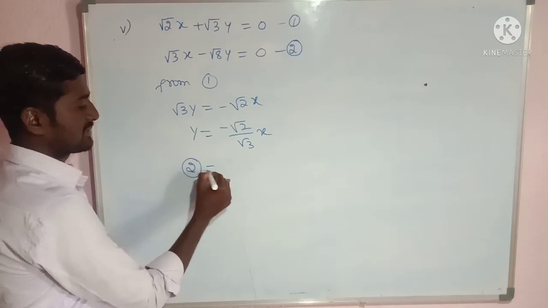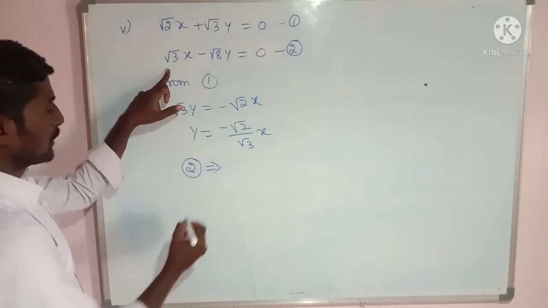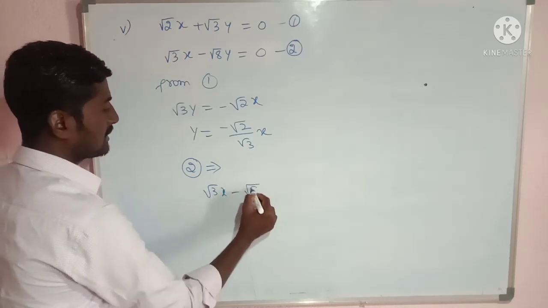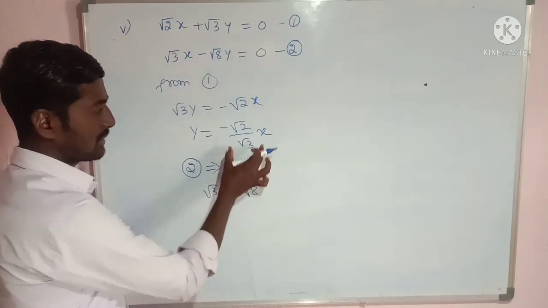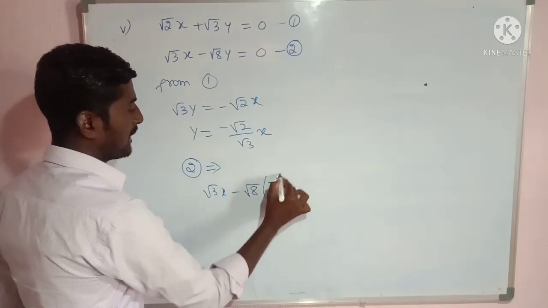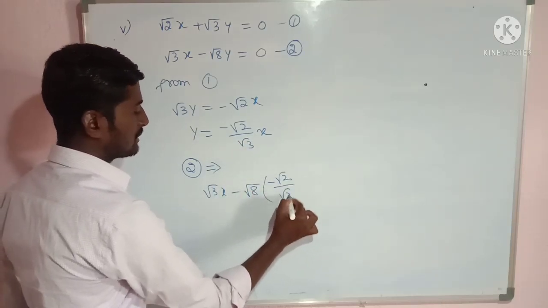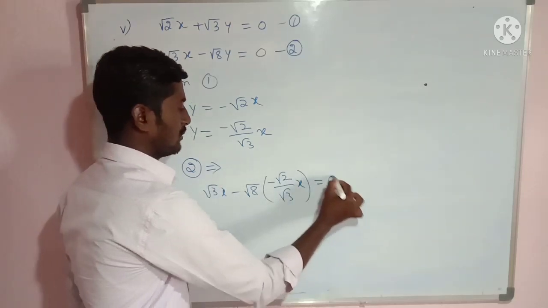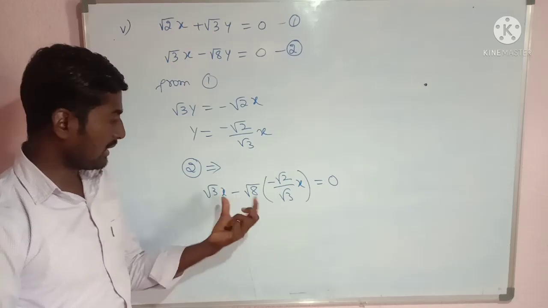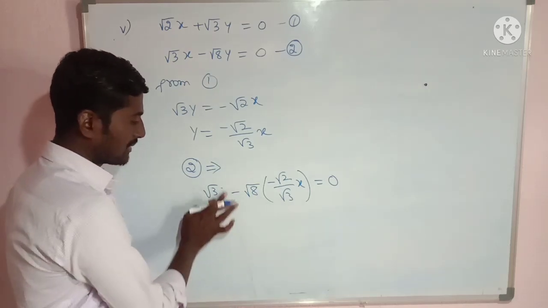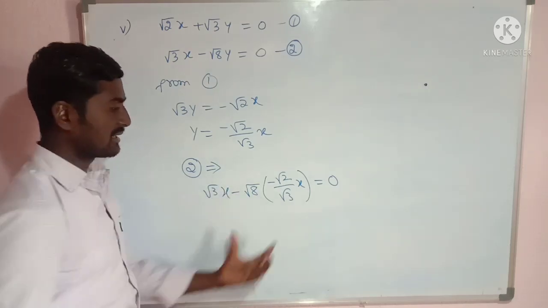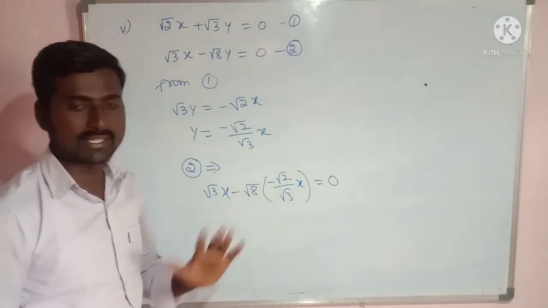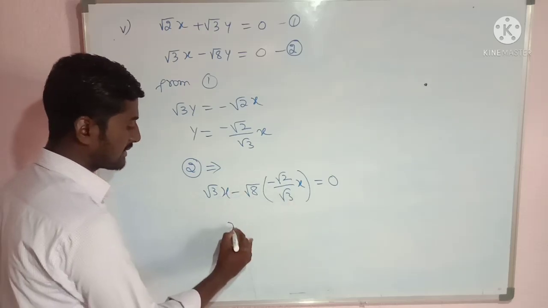Equation 2 implies root 3x minus root 8 into y is equal to 0. So y is nothing but this value, that is minus root 2 divided by root 3 x, right, is equal to 0. Now here this is one term and this is another term. Here is also an x term, here also x. Now we'll take x common because I want to find the value of x. So in these two terms I will take x common.